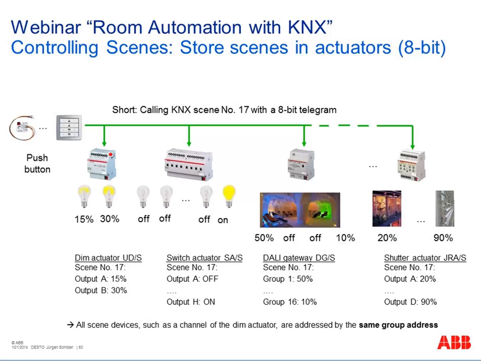So the real advantage is that we send only one group address, one telegram, and all the devices, unlimited, can listen to this telegram and go to this value, up, down, or on, off, and maybe, for example, different brightness. This is the standard of these scenes we are using today in our KNX world. This is the so-called 8-bit scene.